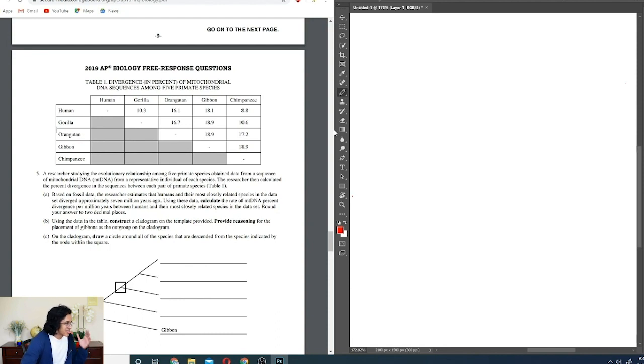What the heck? Why are these so long? God dang it! Using this data, calculate the rate of empty DNA % divergence per millions of years between blah blah.